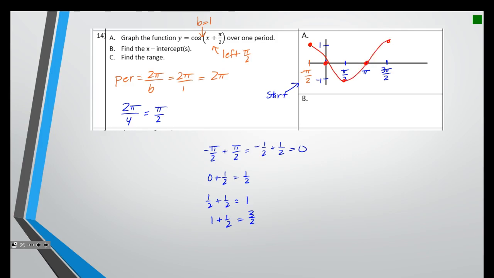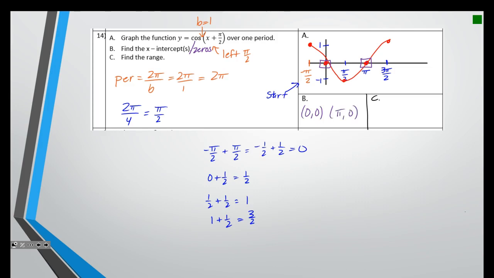Now there are 2 more sections. It looks like I only put sections for B, but there's actually a B and a C. B asks us to find the x-intercepts, and I can see 2 of them. I see one of them right here and one of them right here. X-intercepts, by the way, are sometimes also called zeros, so you can see it written either way. So I'm going to put x-intercepts / zeros. So 2 of them. One is at 0, 0, and the other one is at pi, 0.